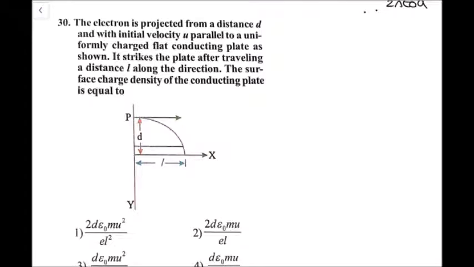For problem number 30, the electron is projected from a distance d and with initial velocity u parallel to a uniformly charged flat conducting plate as shown. It strikes the plate after traveling a distance L along the direction. The surface charge density of the conducting plate is equal to?